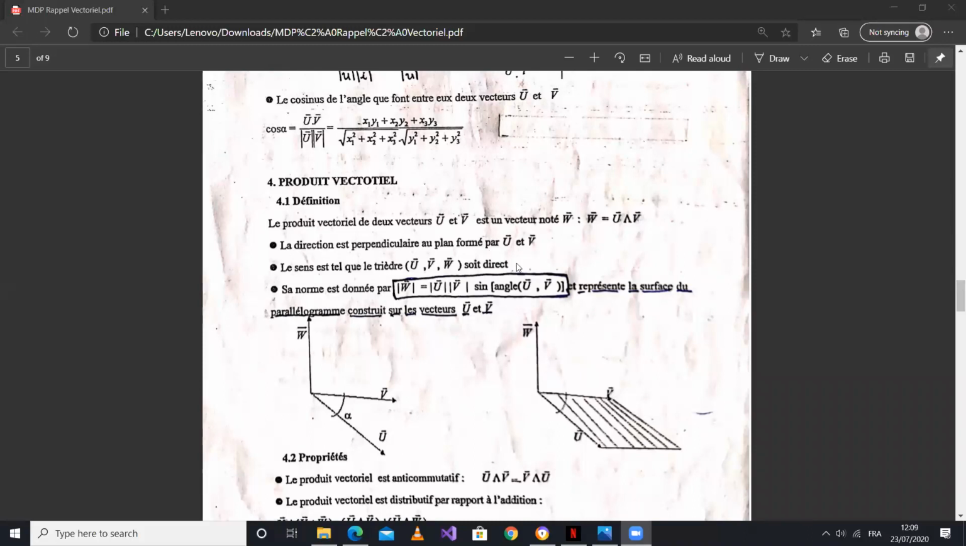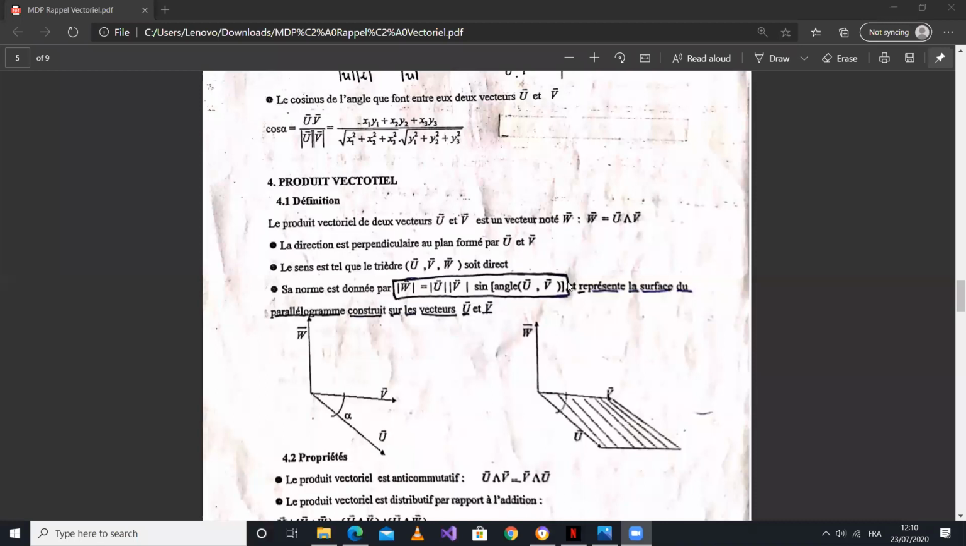Then on the direct part, I told you I was going to explain to you guys later on, so we can just skip it for now. We won't need it up to this point. I'll explain to you when we need it. So we come to the third point. So norm. The norm is the magnitude, the modulus, le module. It's the same thing. So sa norme est donnée par.